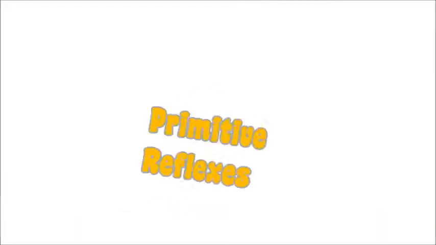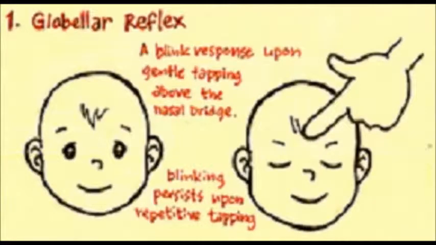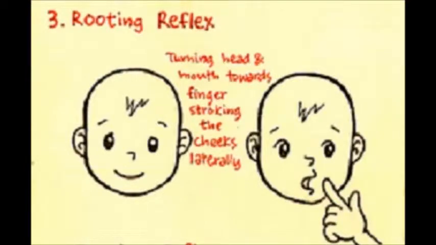Primitive reflexes are abnormal in an adult but normal in an infant whose CNS is immature. Glabellar reflex, a blink response upon gentle tapping above the nasal bridge. Snout reflex, pouting of lips elicited by a light tap on closed lips near the midline. Rooting reflex, turning head and mouth toward a finger stroking the cheeks laterally. Sucking reflex, instinctively sucking vigorously at anything touching the roof of the mouth.